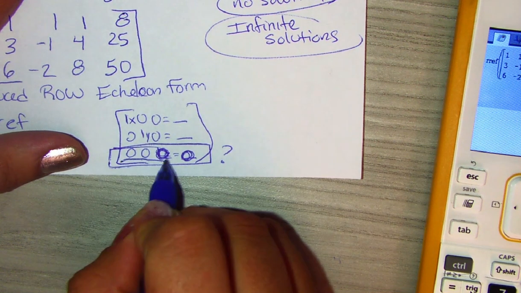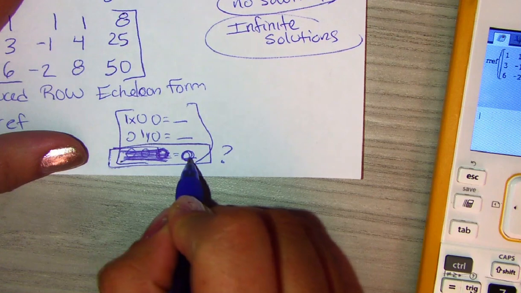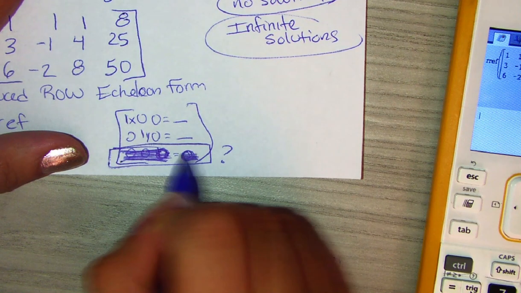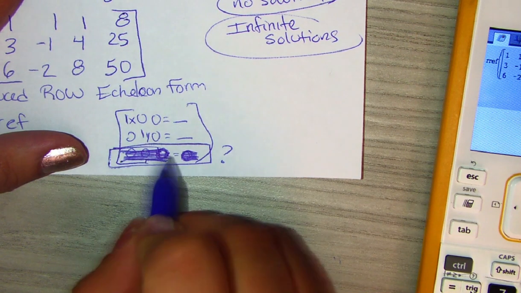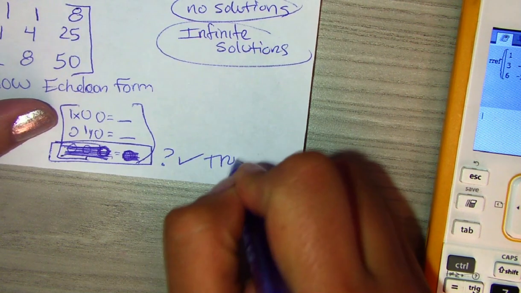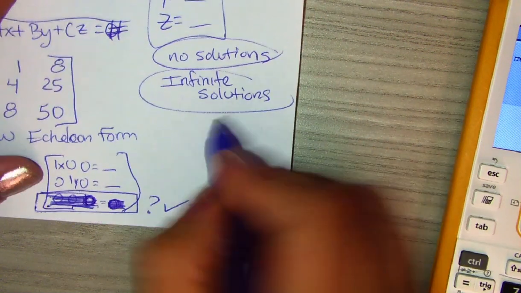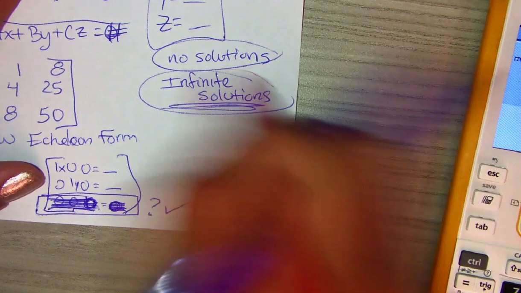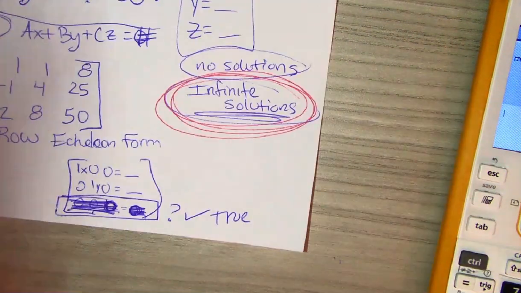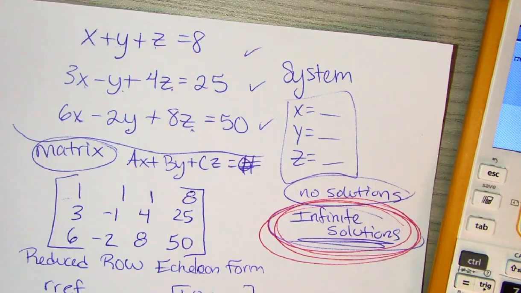0, 0, 0 is nothing. And then over here you have 0, so that's nothing. Does nothing equal nothing? Yes. So because it's a true statement, you will have infinite solutions as your answer. So that would be the answer for this system of equations.